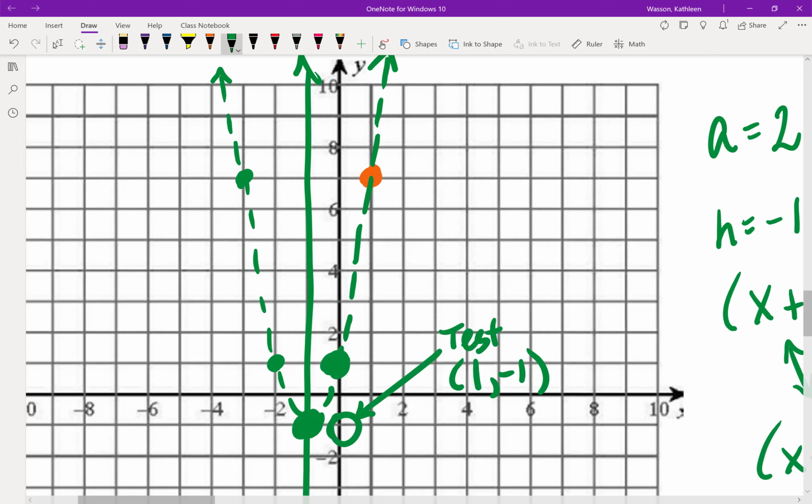There. We'll test 1, negative 1. That's 0, negative 1. How am I doing? It's that day? There. 1, negative 1.